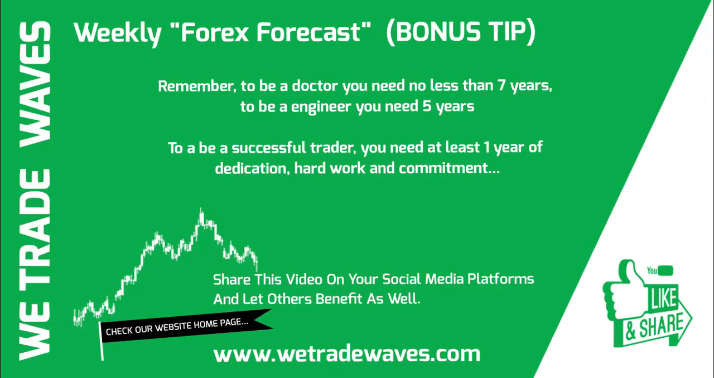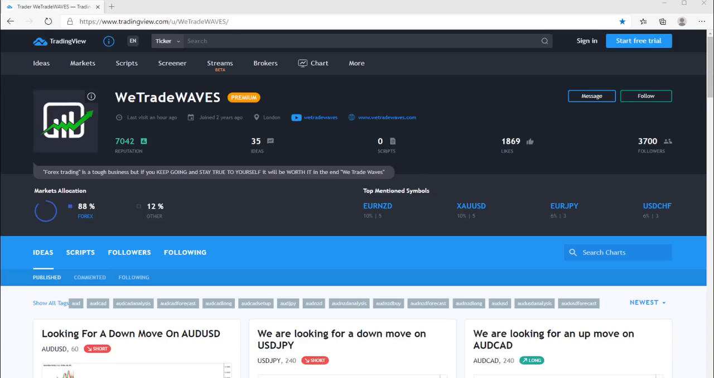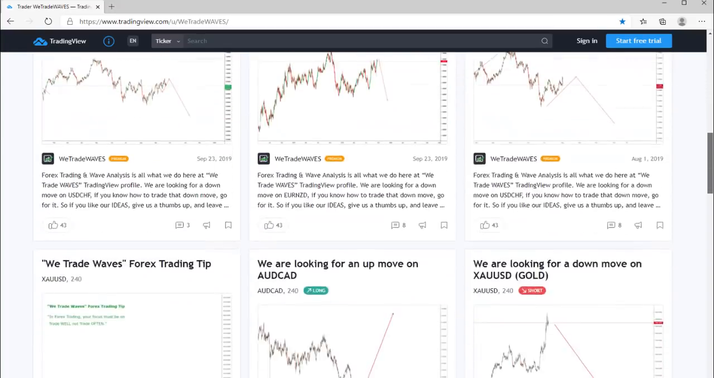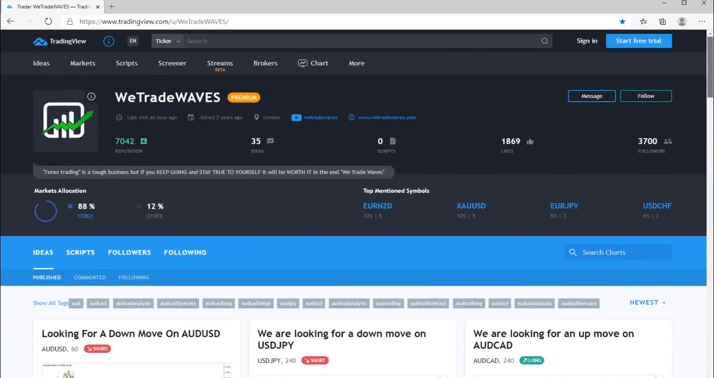And remember, to be a doctor, you need no less than 7 years. To be an engineer, you need 5 years. And to be a successful trader, as per my experience, you know that we are helping thousands of traders every week. You need at least 1 year of dedication, hard work, and commitment after you get the correct learnings. How you can do that? You can learn it alone, or you can find a good mentor, a good private group to join them.